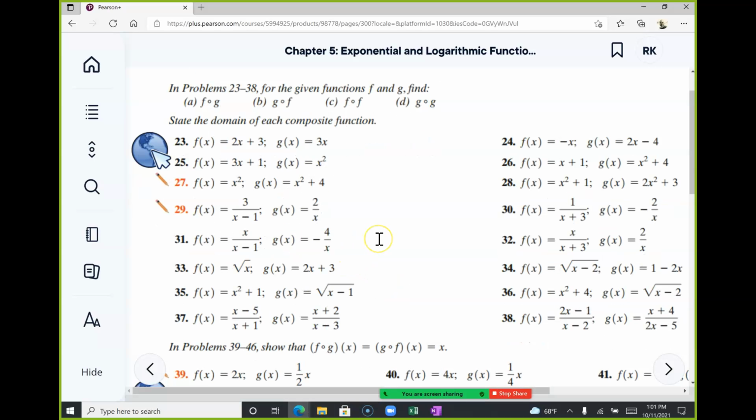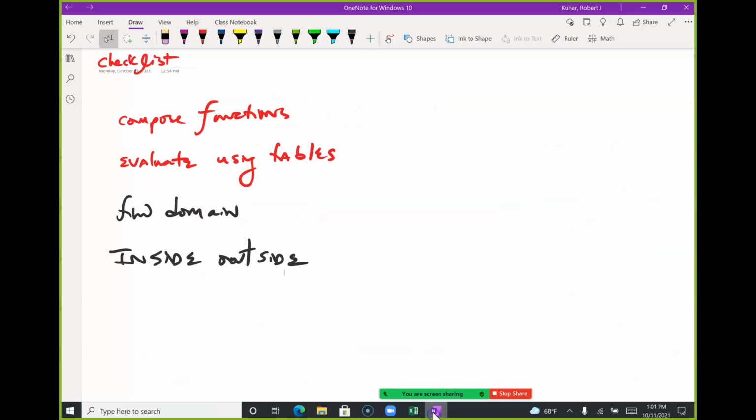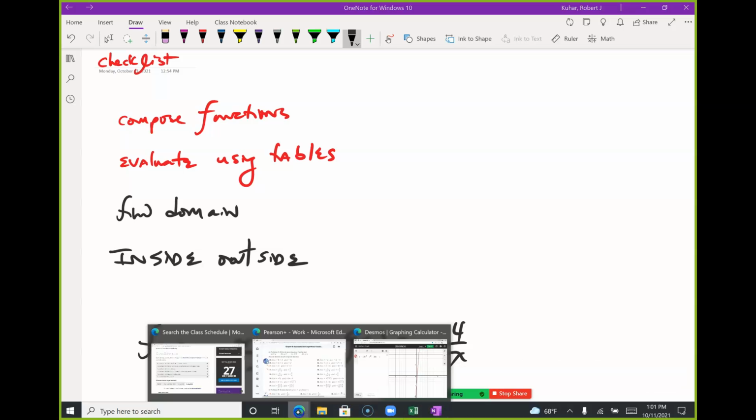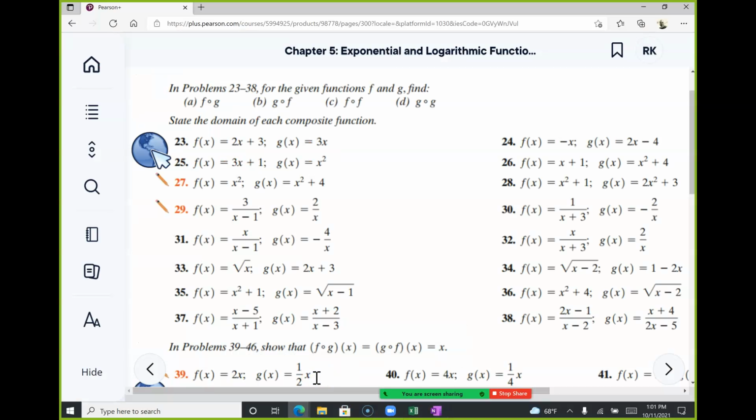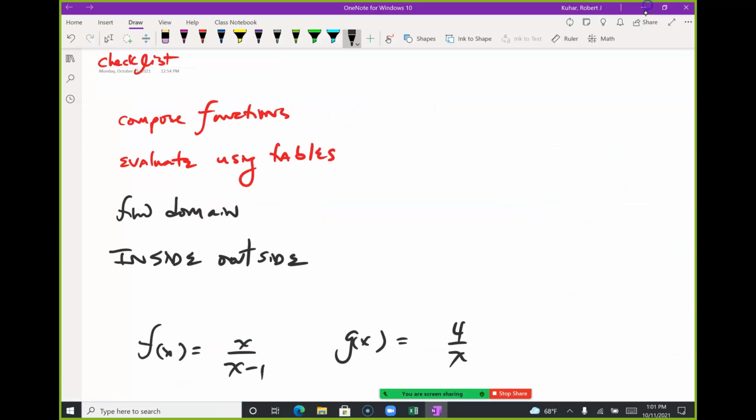Here we go. State the domain of these compositions. I think 31 is interesting, so let's do 31. f of x is x over x minus 1. And g of x was what, 4 over x, is that right? Negative 4 over x, that's fine.